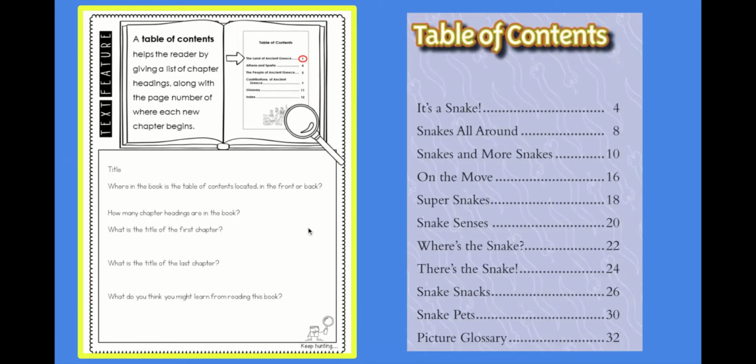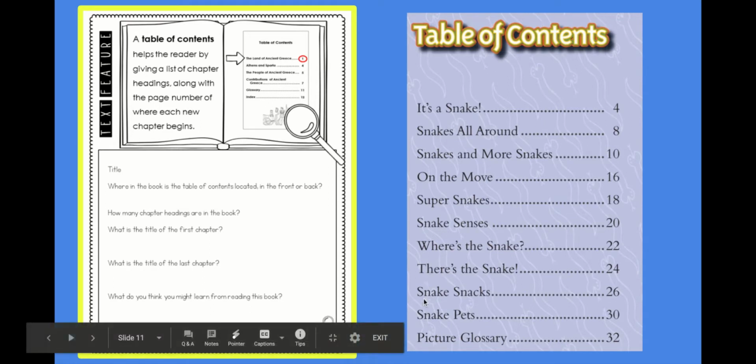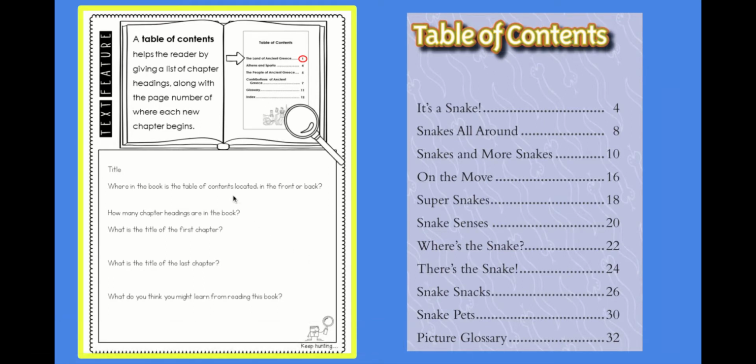It says, where in the book is the table of contents located, in the front or the back? The table of contents is almost always, if not always, located in the front of the book. I have yet to ever read a book that has a table of contents in the back, so we're going to go ahead and put in the front here. So how many chapters or headings are in the book? I'm going to go ahead and count those. 1, 2, 3, 4, 5, 6, 7, 8, 9, 10, 11. I'm going to go ahead and write 11 here.